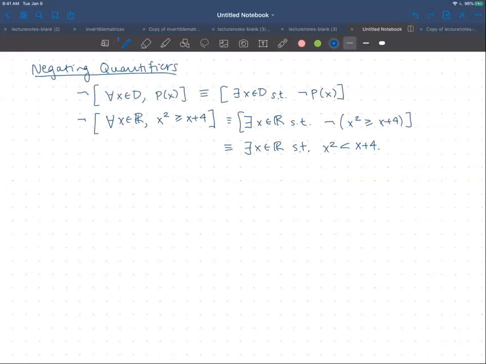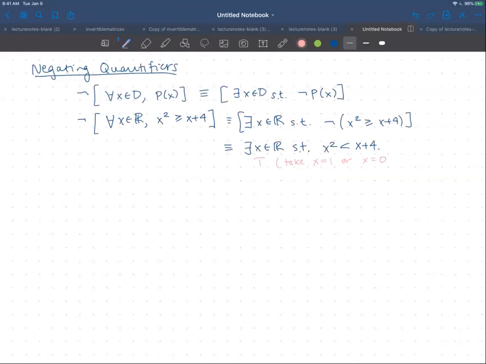And it's easy to see that this is true once we get it down into this formulation, because you just need to find an x where that works. And so this is true because you can take x equals 1 or x equals 0, or even x equals 2, I think works, right? Because 2 squared is, yep, that's less than 6.